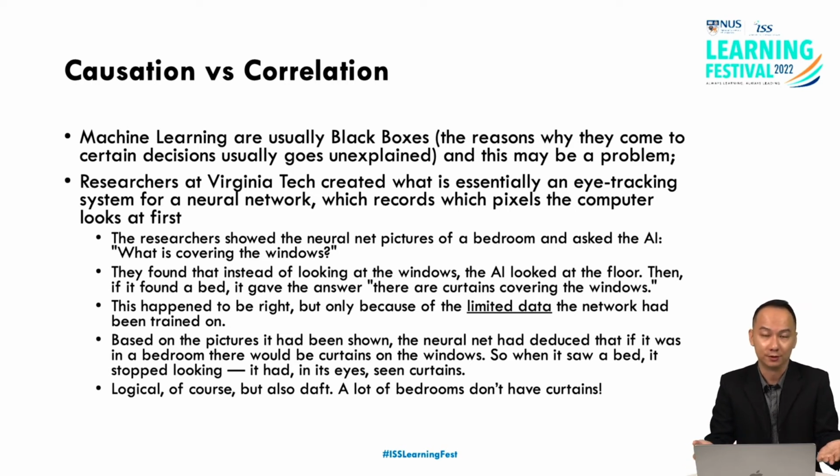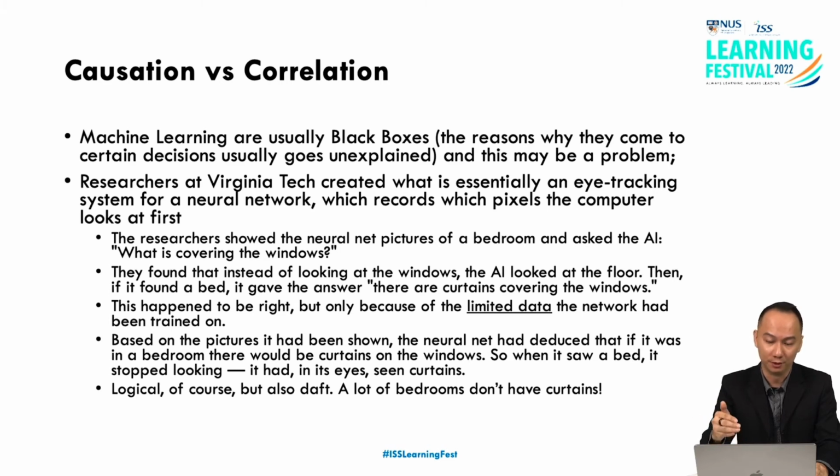In normal circumstances, as long as the results correlate, chances are there may be some relation. But as you know, in science, correlation doesn't imply causation, right? The example I have here is that some researchers at Virginia Tech created what is essentially an eye tracking system for a neural network, which records the pixels the computer looks at. When the researchers showed the AI solution pictures of a bedroom and asked, what is covering the windows? The results actually made sense.